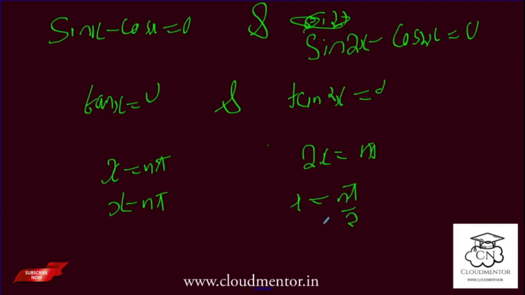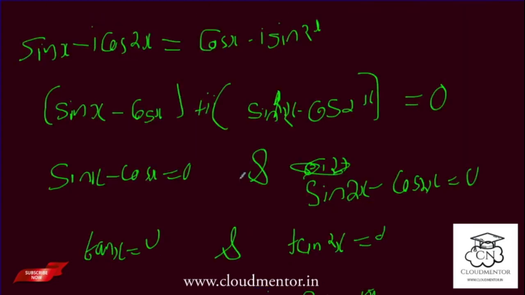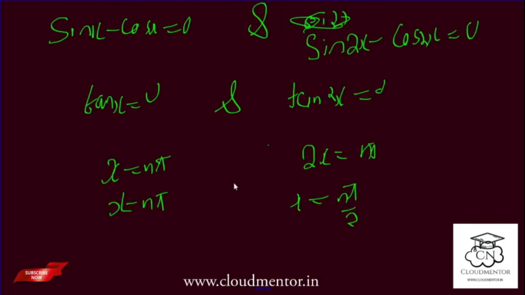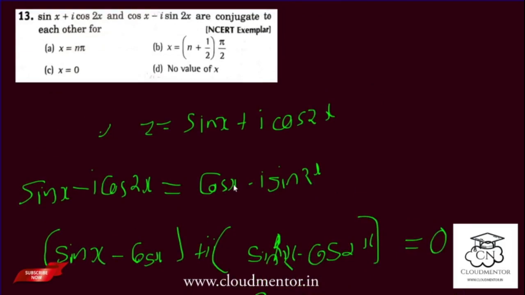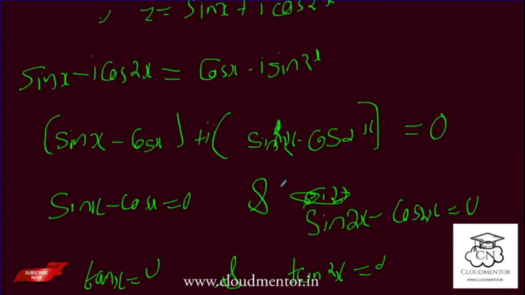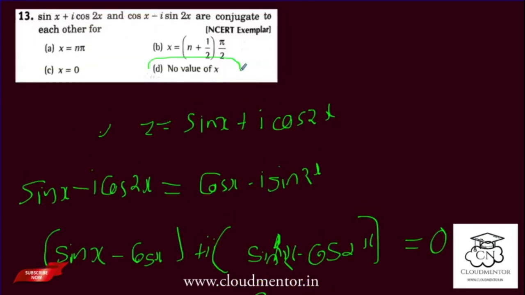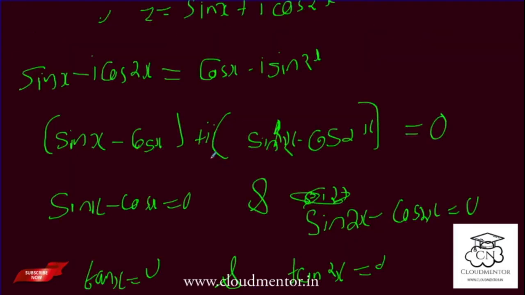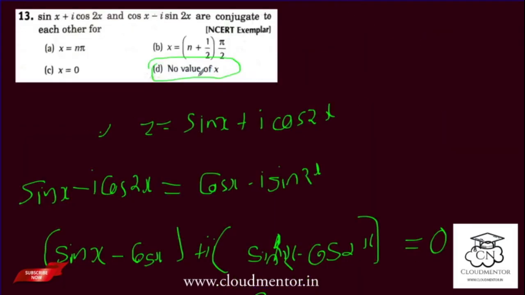So that's it. It is not possible, right? Yes, so it is not possible, so option D is the right answer. There is no value of x that can be both n pi and n pi by 2. No value of x, that's right, option D is the right answer.